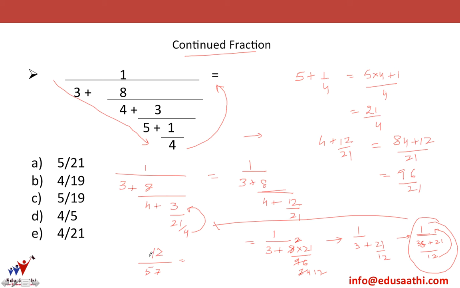So this is divisible by 3. 3 4s are 12 and 3 19s are 57. So the answer is 4 divided by 19, which is the B part here. So only a little bit of calculation required, otherwise questions on continued fractions are very easy.